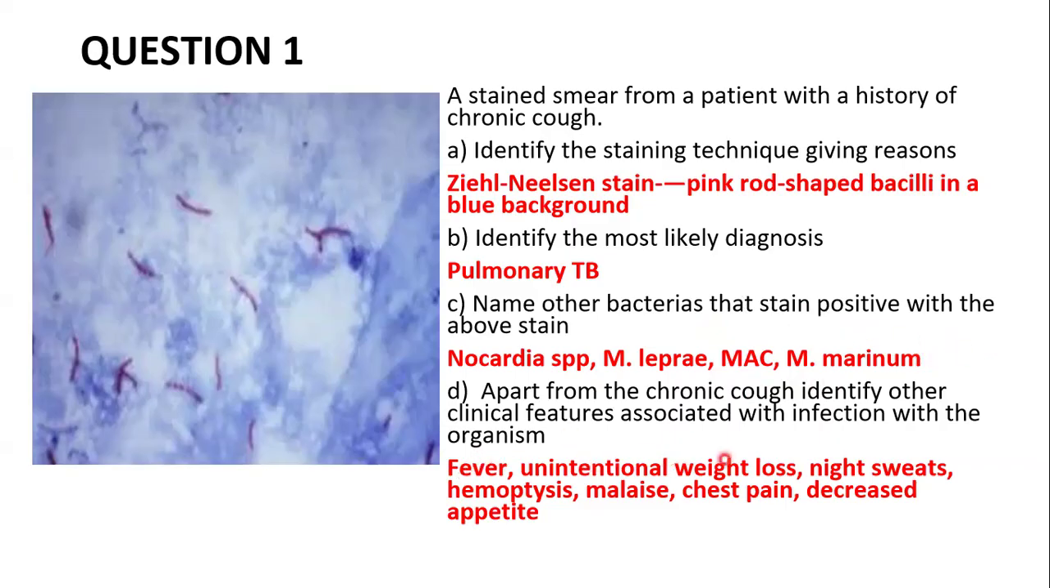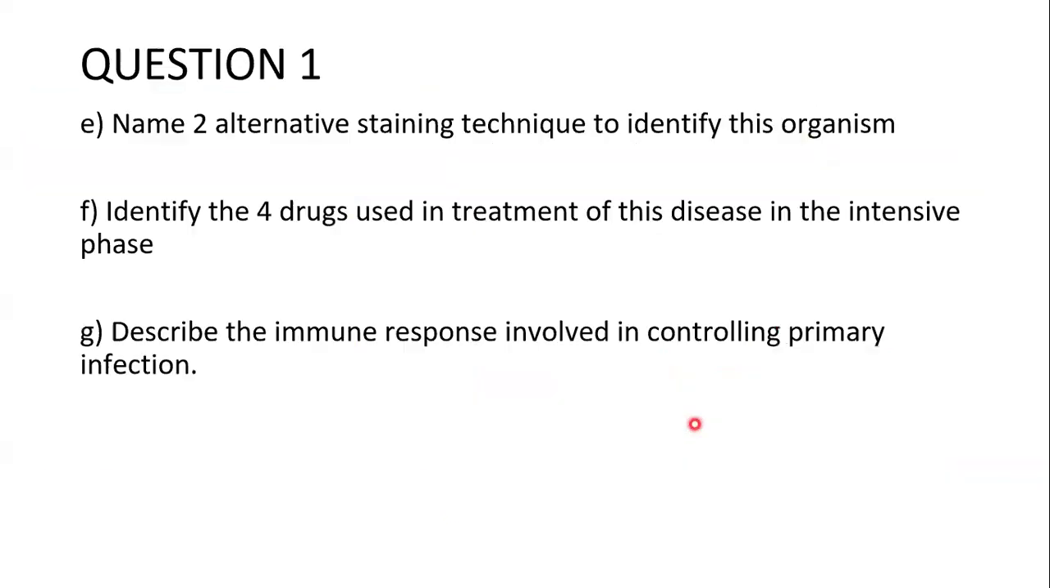We have fever, unintentional weight loss, night sweats, hemoptysis. Hemoptysis means that you're coughing out blood, okay? Or the sputum that you cough has blood streaks. We have malaise, which means basically fatigue, chest pain, and decreased appetite.